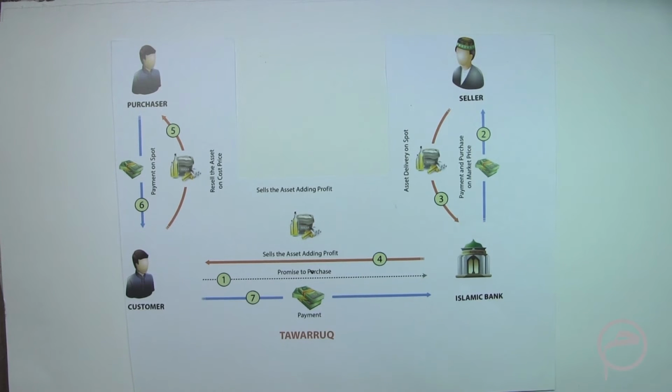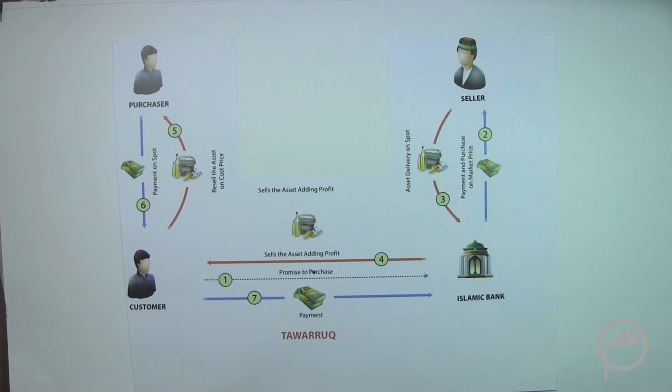Bismillah ar-Rahman ar-Rahim. Now let us understand how the personal finance needs of retail customers are being addressed by Islamic banks. Now let us discuss the first structure. This structure is basically called a tawarruq structure or a commodity murabaha structure. And let us follow the steps of how this structure is applied.